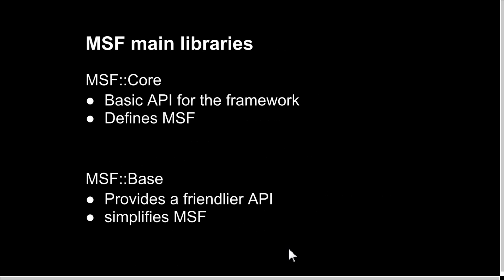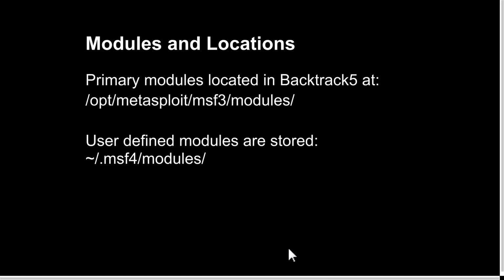So I covered this, basically the main libraries, MSF core, MSF base. Modules are typically located in that modules folder, and opt/metasploit/msf3 is the usual directory for Metasploit within Backtrack. It is actually very common for professional pen testers to write their own custom modules that they don't release, especially for things like encoders, because encoders are a good way to defeat antivirus and intrusion detection systems.